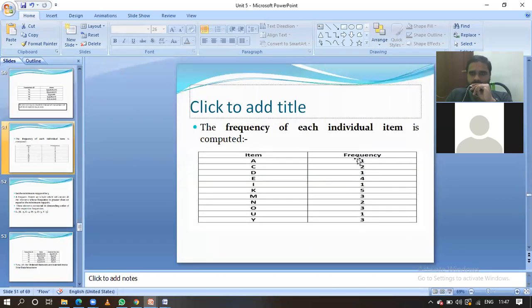Okay, likewise, we have to write down the frequencies. Frequency is nothing but support. How many times that particular item is repeated, we have to write it down. Here, we have to eliminate some of the items.